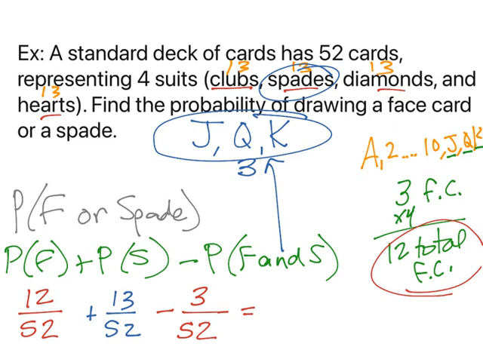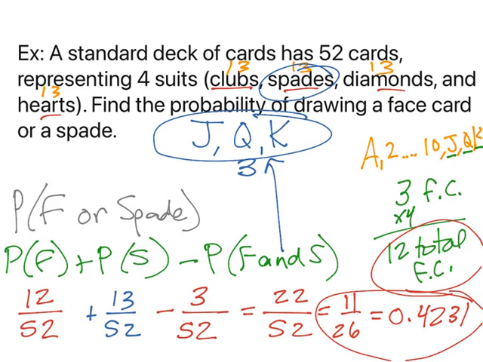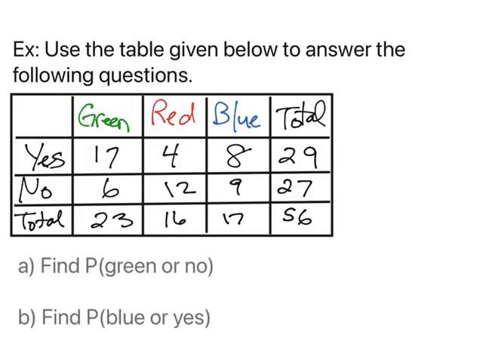So when I do that, 52 is my denominator. 12 plus 13 is 25. 25 minus 3 is 22. This reduces, they're both even, so 11 over 26 as a fraction or as a decimal 0.4231. Right? And now let's play with a table.